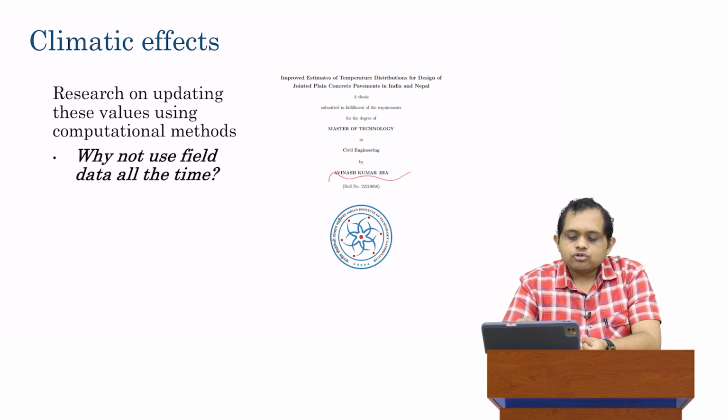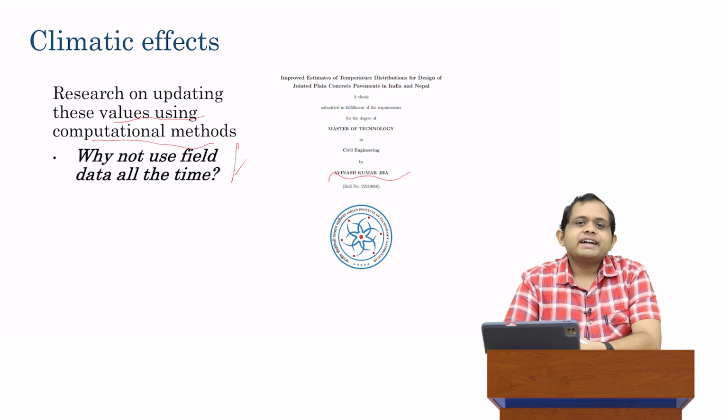So what my research group did is we did research on updating these values, these delta T values, using computational methods. Now, why did we use computational methods? It's basically the same idea as the EICM. Why don't we use field data all the time? Why should we even resort to computational methods?